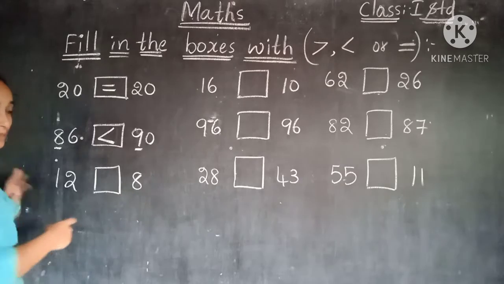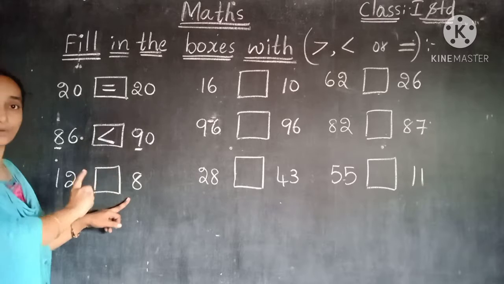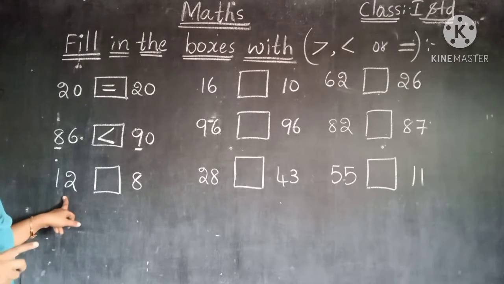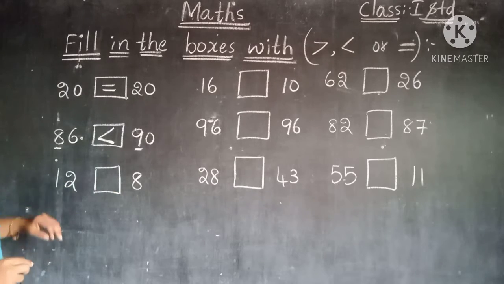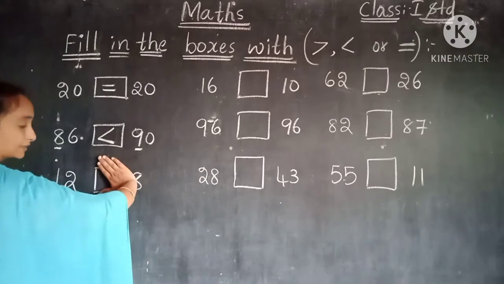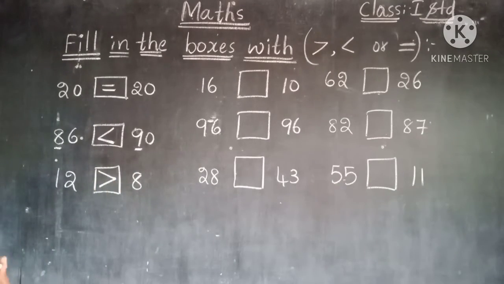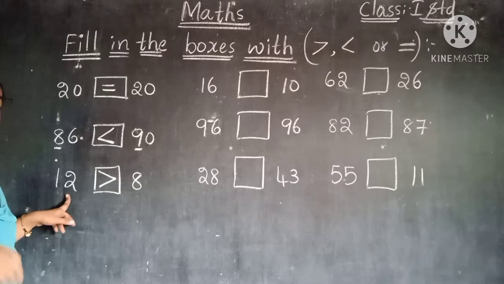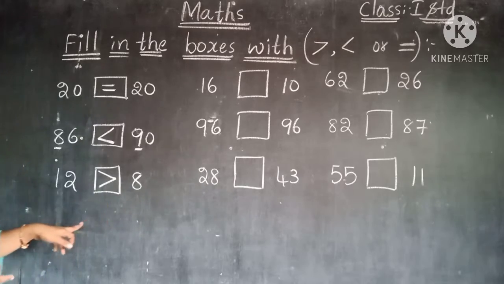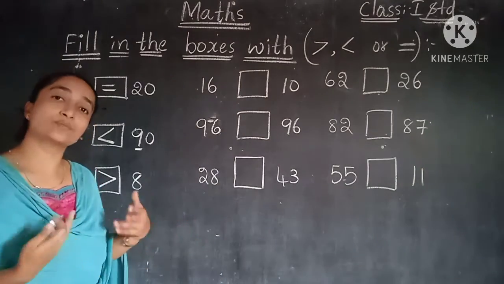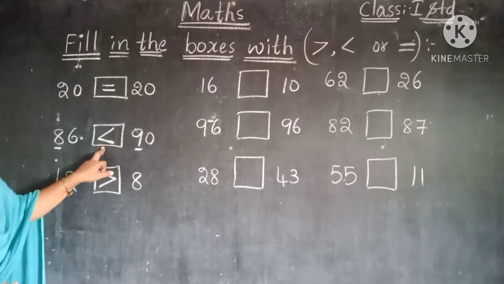Now here if you see, the next numbers: 12 and 8. This is a 2-digit number and this is a 1-digit number. So definitely this is the small number. 12 is the big number, 8 is the small number. So this side you have the big number, now the mouth will open this side. So how could we say it? 12 is greater than 8. This is more than 8. So this is greater than and this is less than.